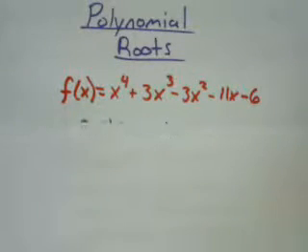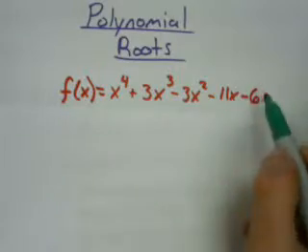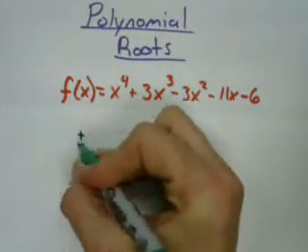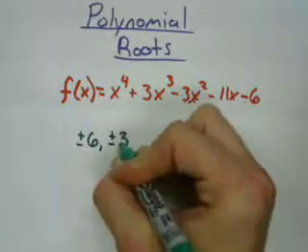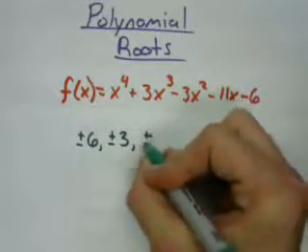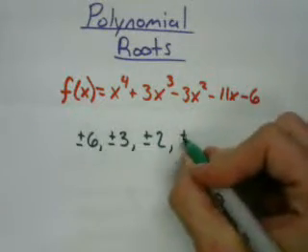We have f of x, x to the fourth power plus 3x to the third minus 3x squared minus 11x minus 6. What we need to do is what some teachers call P over Q, or it's just finding the possible rational roots. So here I take the factors of negative 6, or the constant. I can say that's plus or minus 6, and all factors of 6, so that's plus or minus 3, because 3 can divide into it, plus or minus 2, because 2, both positive and negative, can divide into it, and plus or minus 1.